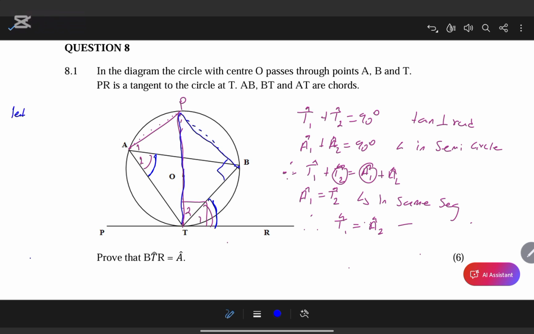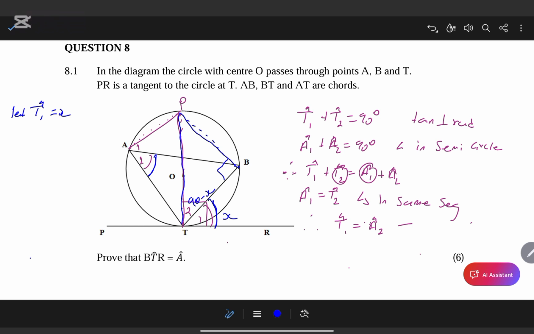Let angle T1 be x. So angle T1 is x. Now, if angle T1 is x, what then is the size of angle T2? Because T1 and T2 make 90 degrees. So that means angle T2 is 90 minus x.